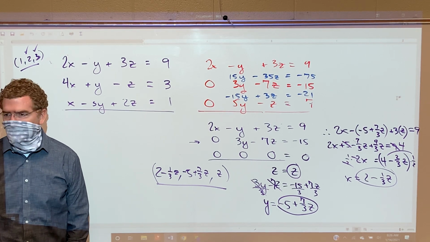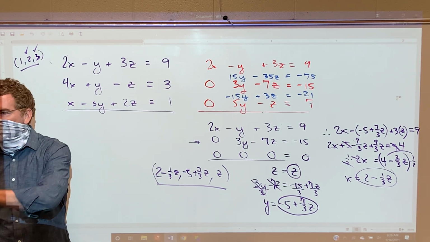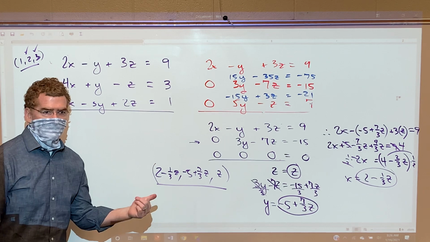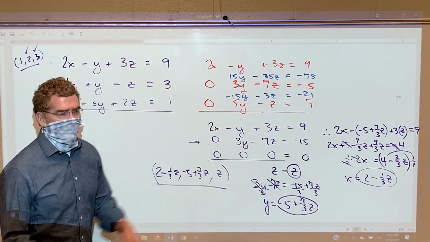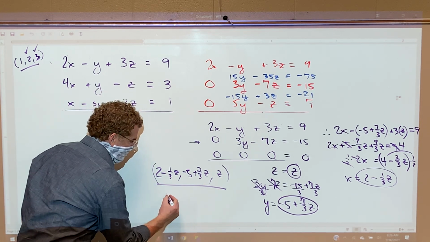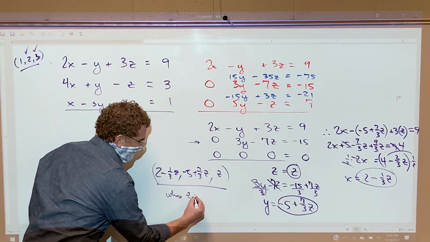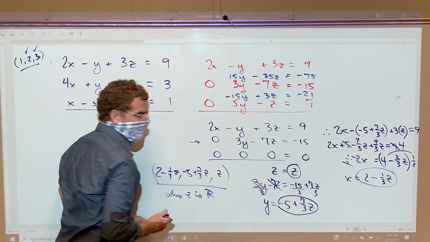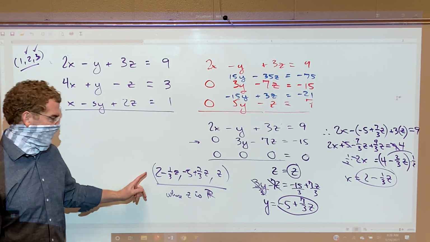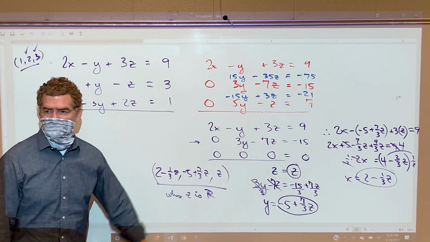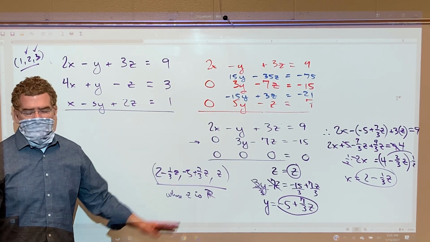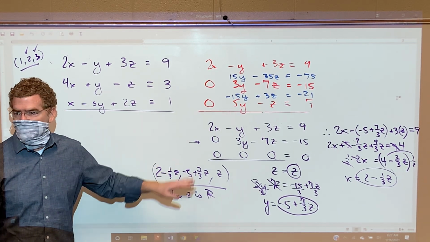Anything you want it to be. So if I plug any number in the world in there for z, you get a point on this line. So really a better way to say it would be, this is the solution where z is all real numbers. But I'll just take the generic point. And that represents the system of linear equations. That represents the parametric equations of this line.